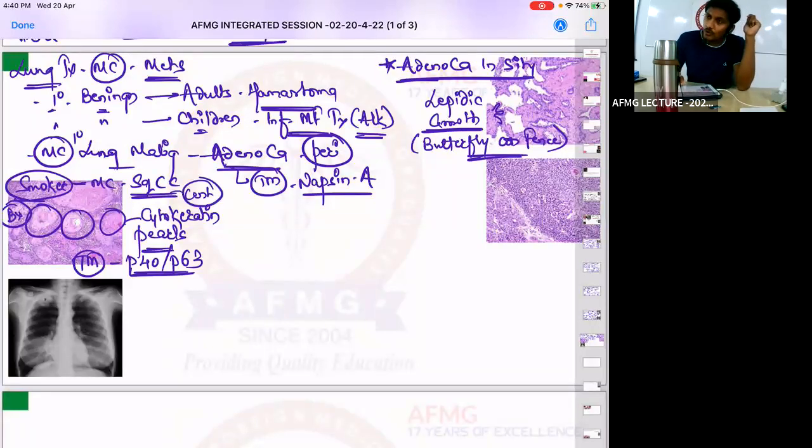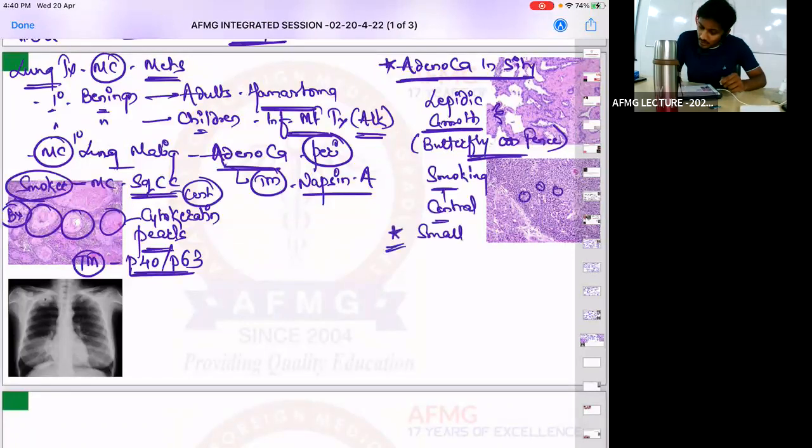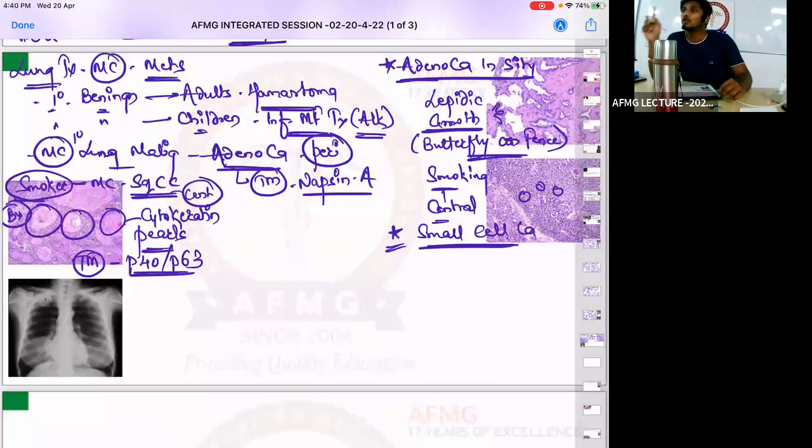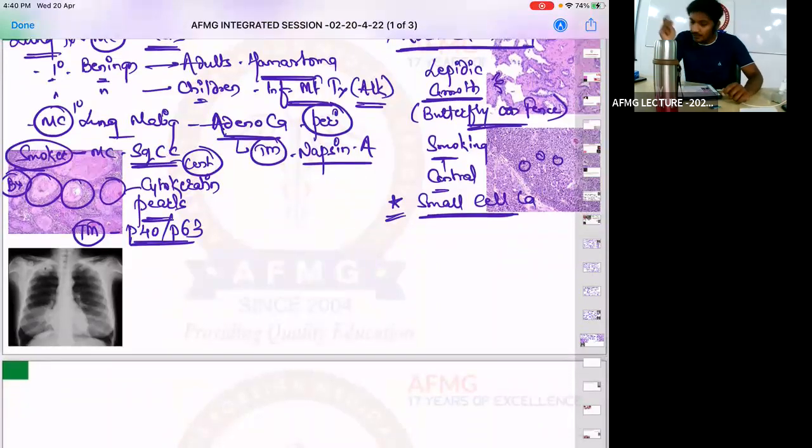The other type of carcinoma also associated with smoking is also central in location. Here you can see on biopsy multiple very small basophilic cells, therefore the diagnosis is small cell carcinoma. Most common lung malignancy associated with smoking is squamous, but most strongly associated with smoking is small cell carcinoma. In small cell carcinoma, multiple small cells are seen, and the chromatin is salt and pepper chromatin.